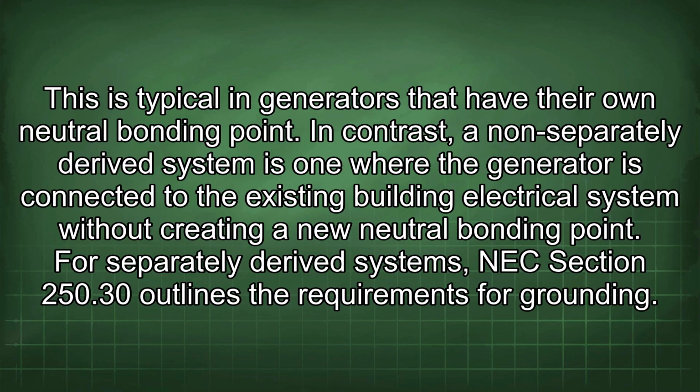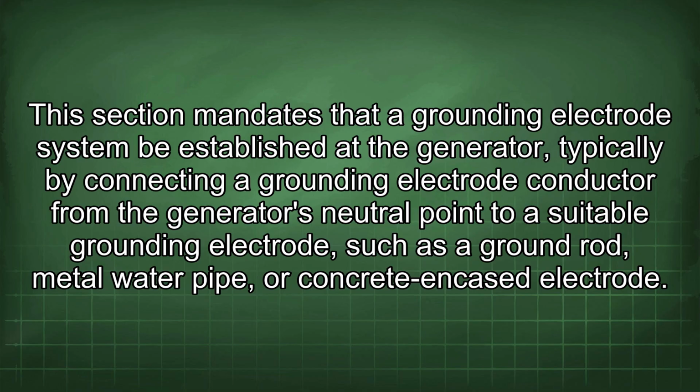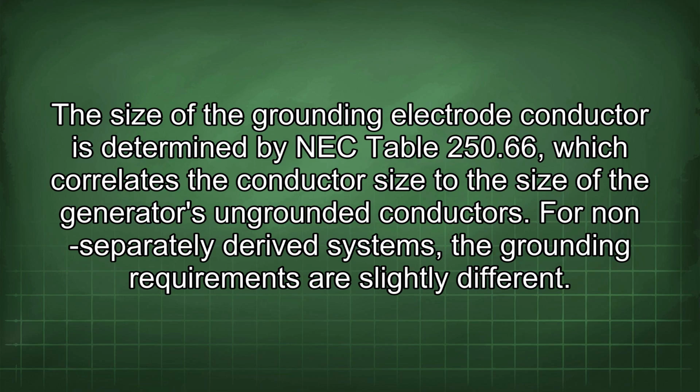For separately derived systems, NEC section 250.30 outlines the requirements for grounding. This section mandates that a grounding electrode system be established at the generator, typically by connecting a grounding electrode conductor from the generator's neutral point to a suitable grounding electrode, such as a ground rod, metal water pipe, or concrete encased electrode. The size of the grounding electrode conductor is determined by NEC Table 250.66, which correlates the conductor size to the size of the generator's ungrounded conductors.